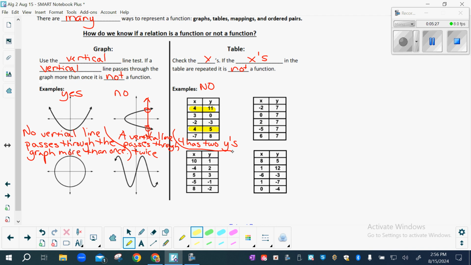So there's more than one explanation that you can have. I just went real specific there. So what about the table on the top right? What do you think about this one? That's a yes. So again, no repeated x's. I think that's pretty self-explanatory for the tables. So let's move on to the next ones.